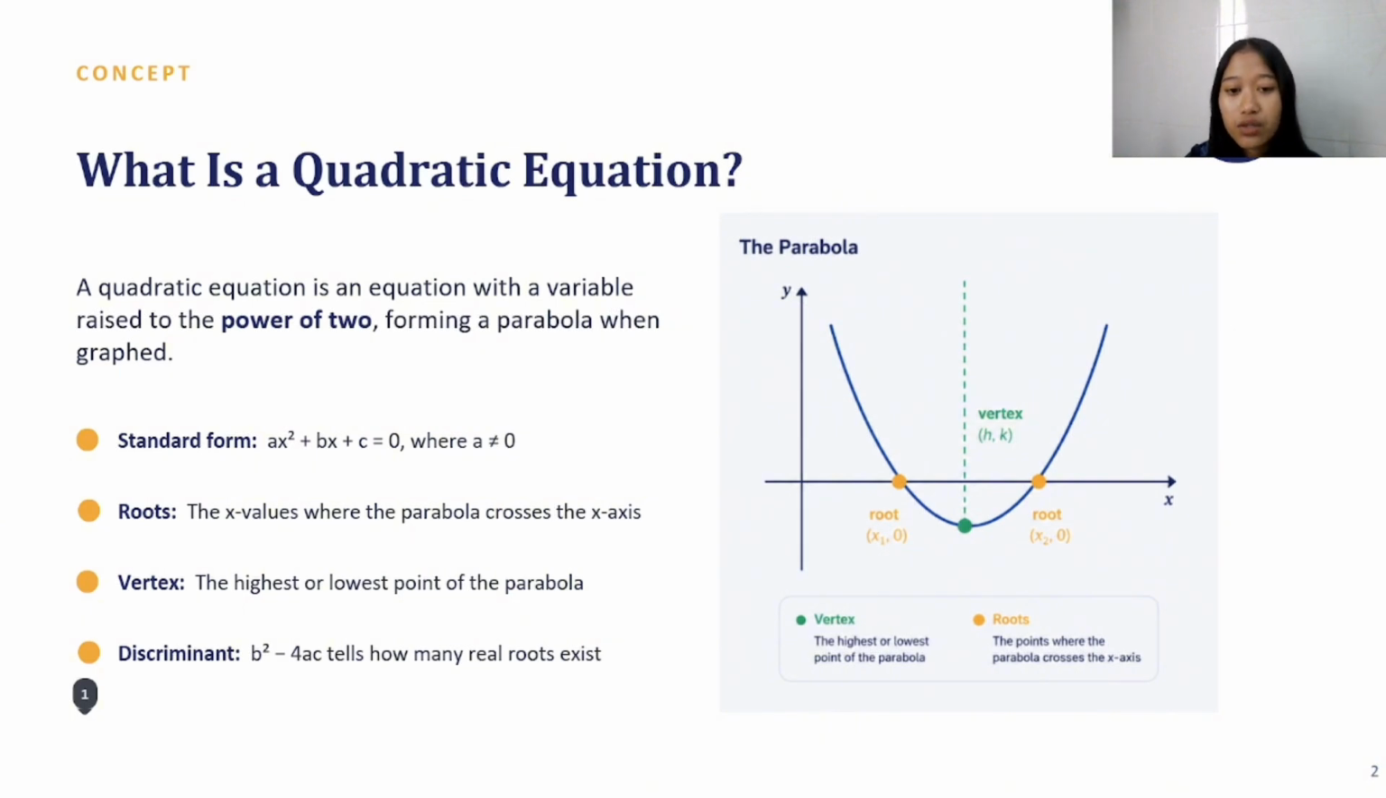There are several important parts of a quadratic function. The first is the roots, which are the x values where the parabola crosses the x-axis. The second is the vertex, which is the highest or the lowest point of the parabola depending on whether the graph opens downward or upward. The last is the discriminant, written as b squared minus 4ac. The discriminant tells us how many real roots the quadratic equation has. The graph on this slide illustrates a parabola with its vertex and 2 roots.